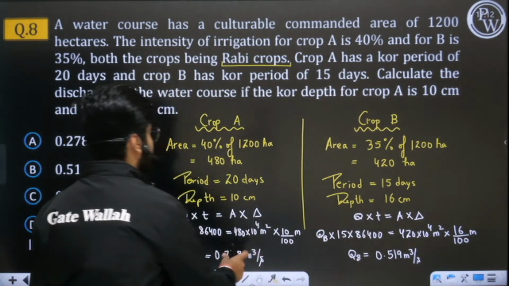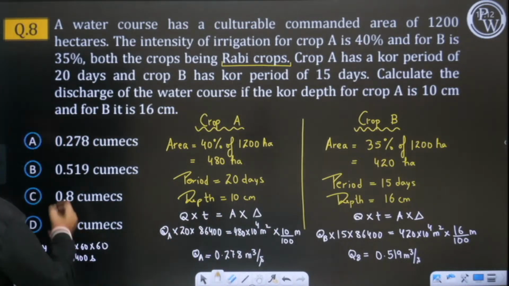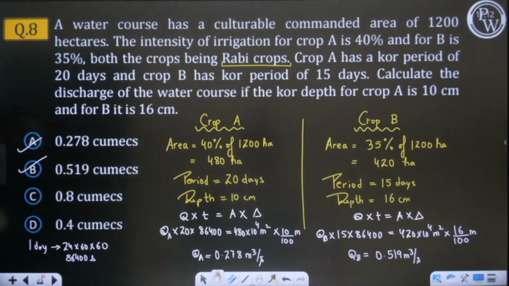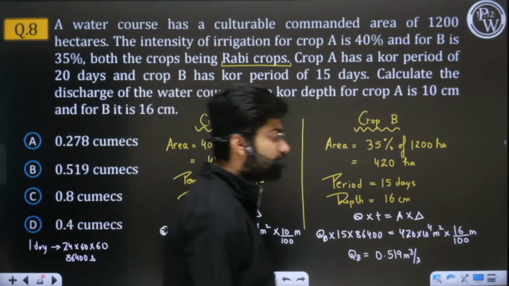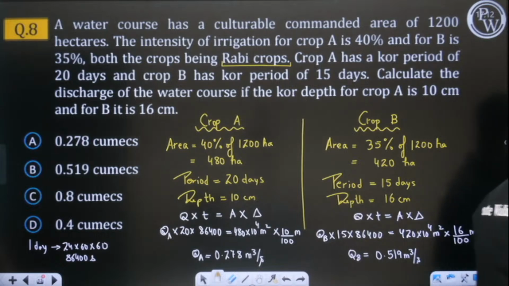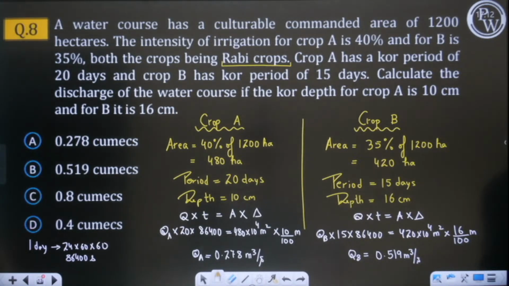So what will I do? We have two discharges. Both are there in the options. What will be the answer here? Since both of these crops are present in the field simultaneously, we have to add the discharge.